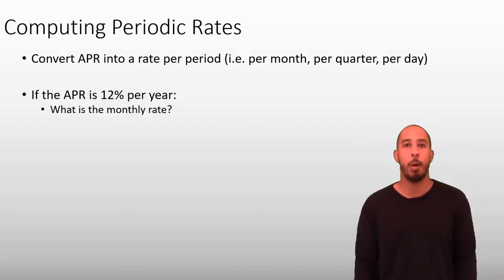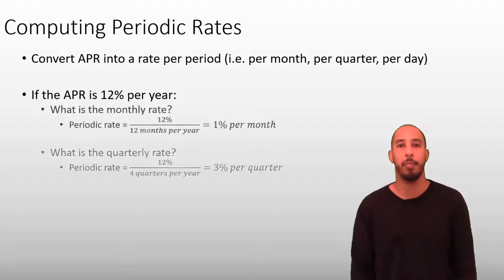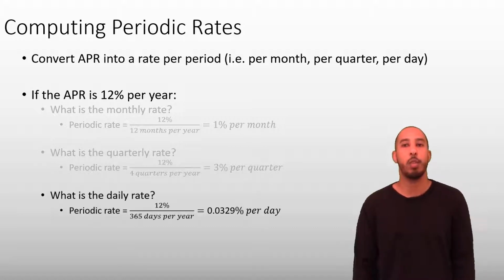Say we have an APR of 12% and interest is compounded monthly, so we need a monthly rate. We would take the APR, 12%, and divide it by 12. That gives us a periodic rate of 1% per month. What if we get interest once a quarter? So we'd need a quarterly rate. We would divide that 12% annual rate into 4 pieces and get a periodic rate of 3% per quarter. And if we get interest every day, we would need a daily rate. So we would divide the 12% APR by 365 days and get a periodic rate of 0.0329% per day.